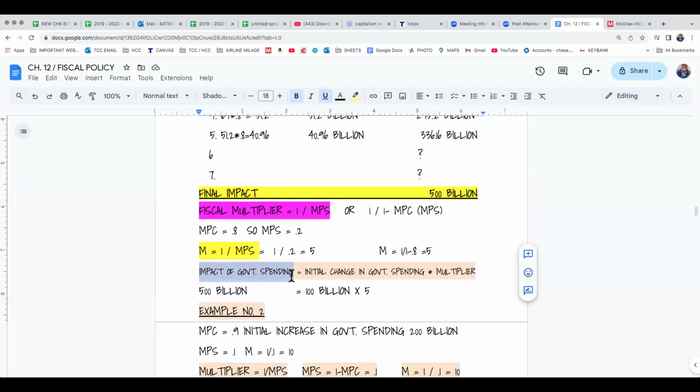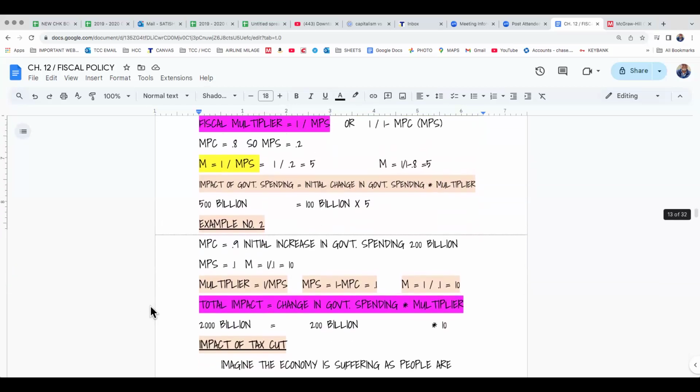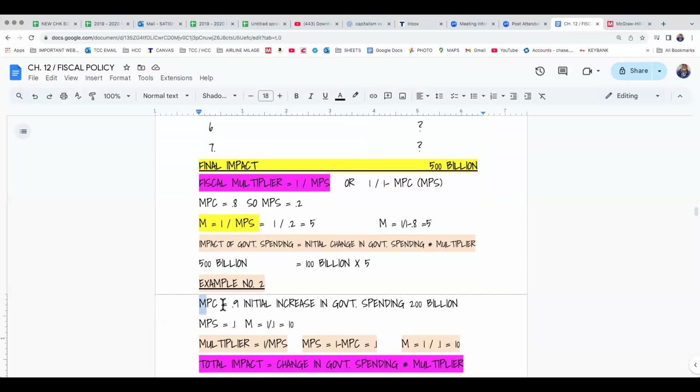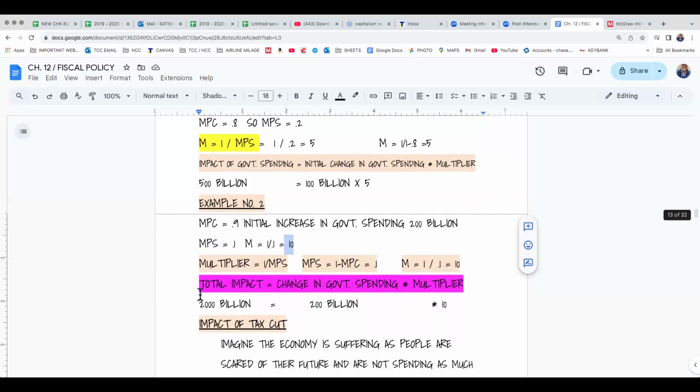The impact of government spending is the initial change in government spending times the multiplier. Let's take another example. Let's say the federal government finds out through surveys that MPC is 0.9. If MPC is 0.9, that means MPS is 0.1. So the multiplier is 1 divided by 0.1, which is MPS. So the multiplier in this case is 10. The total impact would be the initial change in government spending, let's say $200 billion, and the multiplier is 10. So $200 billion times 10 is $2,000 billion.